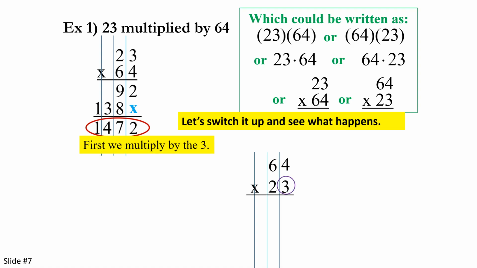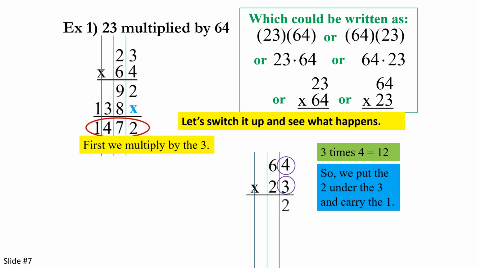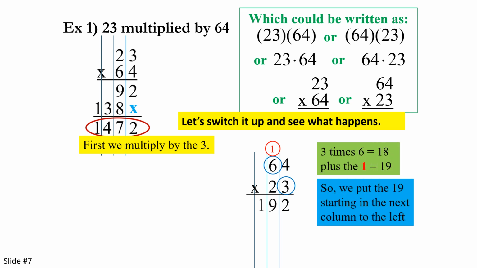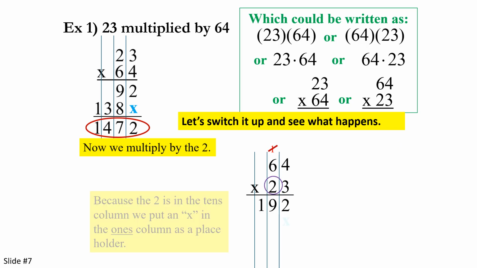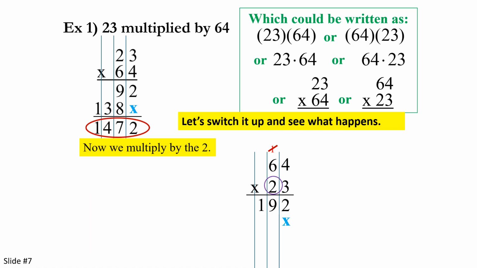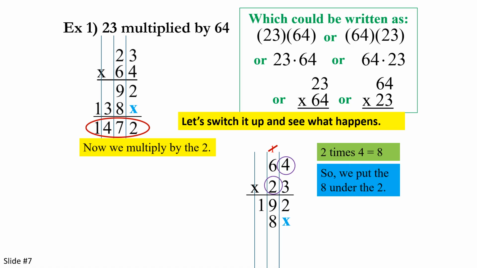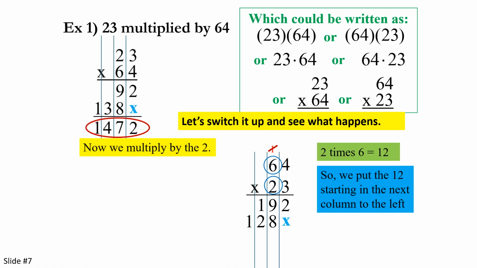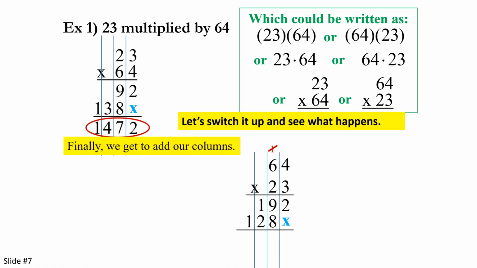So we multiply by the 3. 3 times 4 gives us 12. So we put down the 2 and carry the 1. 6 times 3 is 18 plus 1 is 19. And we write down the 19. Then we move over to the 2. Again, because the 2 is in the tens position, I'm going to put an X, a placeholder, in the ones position. So 2 times the 4 gives us 8. We put down the 8. 2 times the 6 gives us 12. We write down the 12. And now we add.